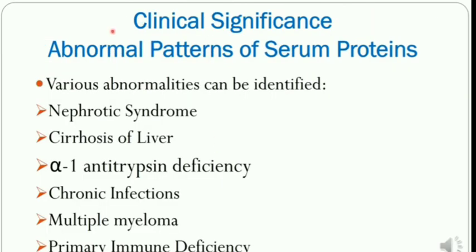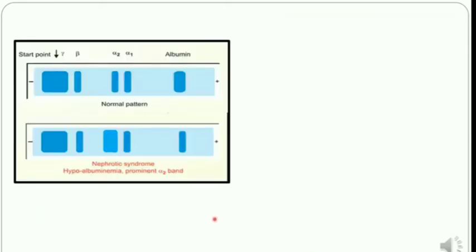There are various clinical abnormal patterns related to serum proteins that we can detect with the help of electrophoresis. Various abnormalities can be identified: nephrotic syndrome, cirrhosis of liver, alpha-1 antitrypsin deficiency, chronic infection, multiple myeloma, primary immune deficiency, the details of which are beyond the scope of this. However, we will discuss one case here. We have already talked about multiple myeloma. Now we will see one more case, nephrotic syndrome.